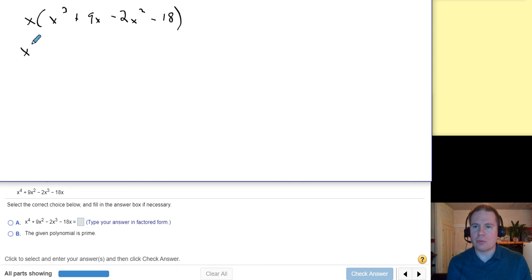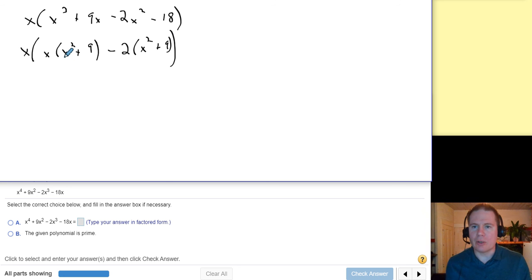That implies to me that this quadrinomial might be able to be factored by grouping. So x cubed plus 9x, that has an x in common. And negative 2x squared, no x in common, but does have a 2 in common, and they're both negative. Let me factor out that 2. X squared, 2 times 9 is 18. And the negative with the 2 times positive 9 gives me negative 18.